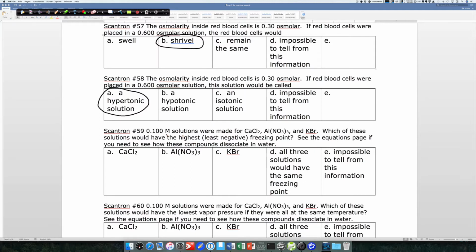Let's see. So this question, 0.1 molar solutions were made for calcium chloride, aluminum nitrate, and KBr. Which of these solutions would have the highest or least negative freezing point? See the equations page for how these dissociate. Now, calcium chloride splits into 3 things, this one splits into 4 things, and then this one splits into 2 things. So this one's going to have absolutely the lowest freezing point because it has the strongest effect, since it splits into 4 pieces. Therefore, the highest freezing point is going to be the KBr because its osmolarity is the smallest, and therefore it's the weakest effect.